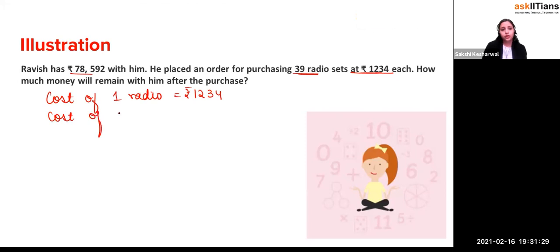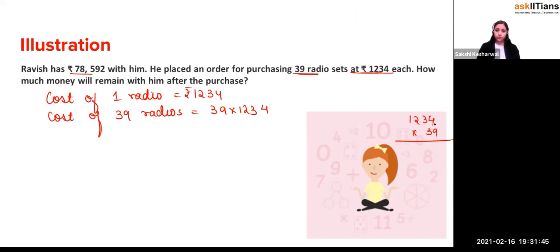Then the cost of 39 radios is 39 into 1,234. So you do the calculation. 1,234 multiplied by 39, right? So you just multiply. 39 into 4 is 36, then 30, then 21, then 2, and this is 11. And this is 12, 10, 6, 7, and this is 3. So this is equal to 48,126.